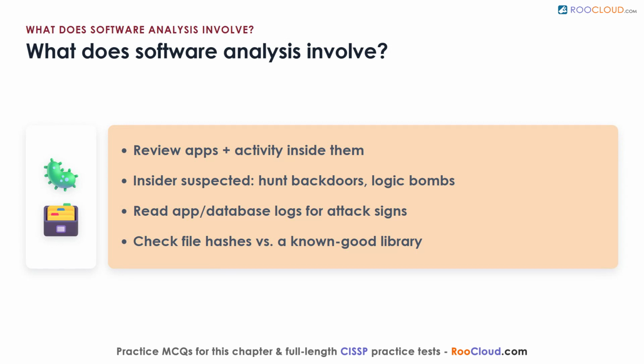escalations. Software analysis also includes checking file hashes against a giant reference library of known good files, which quickly flags anything that has been tampered with. Think of it as comparing a suspect file's fingerprint against a national database of trusted ones. A mismatch tells you the file is not what it claims to be.